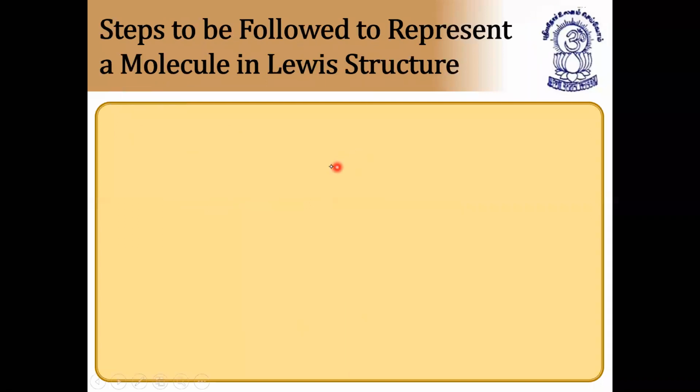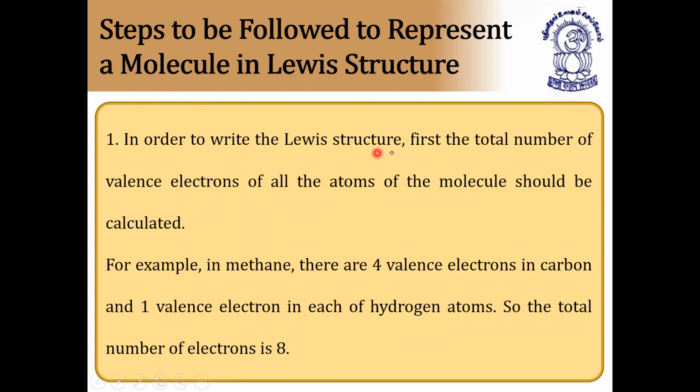Next, steps to be followed to represent a molecule in Lewis structure. So what are the steps to be followed? In order to write the Lewis structure, first the total number of valence electrons of all the atoms of the molecule should be calculated. This is not even required to calculate. You have to remember, if you remember the group number, automatically you'll get the number of valence electrons.